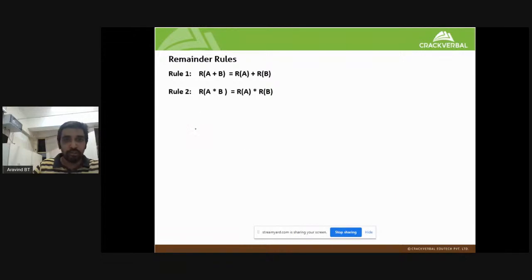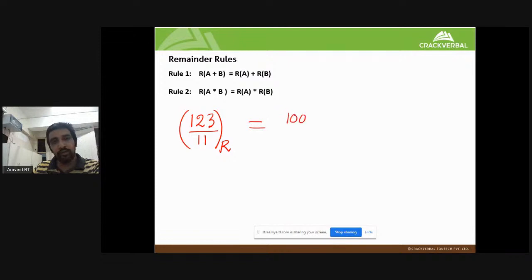How does this work? So let's take a very simple example. Let's say a small number like 123, and I'm trying to divide this 123 by 11, and I'm trying to find the remainder. So what will I do here? I can split up 123 as, let us say, 100 plus 23. That's not difficult for any of you to understand. I split up 123 as 100 plus 23. What am I going to do now? I will divide the individual parts by 11 again. Find out the remainders.